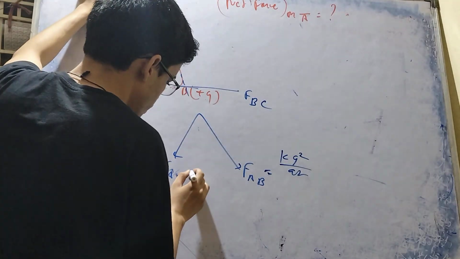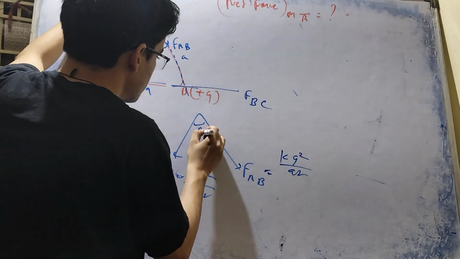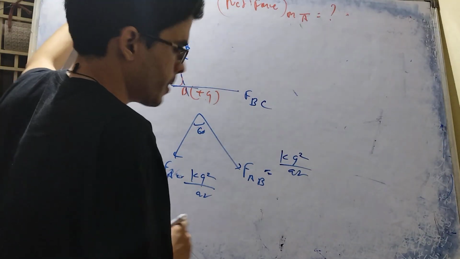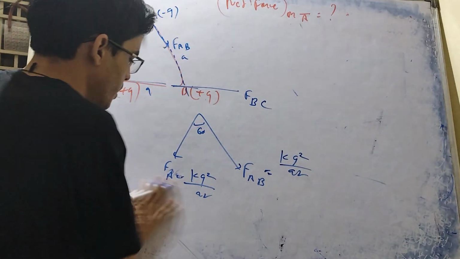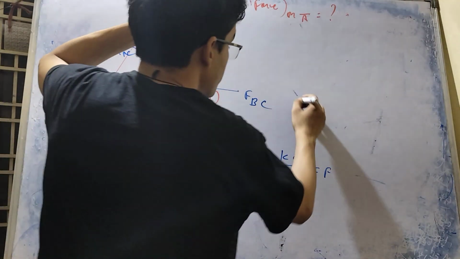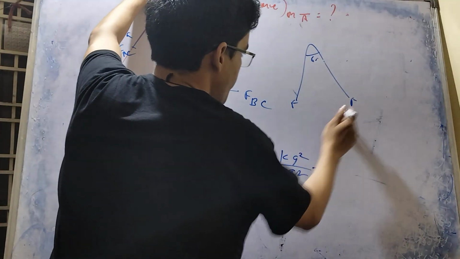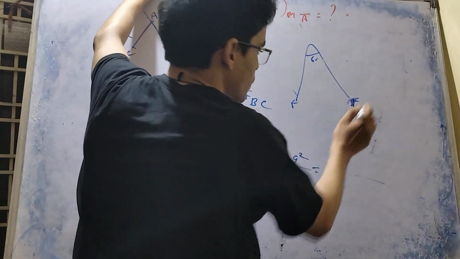So Q by, suppose A side length it has given A square. Here also Q by A square. Am I correct? What is this? 60 degree. Am I correct? 60 degree. Very good. So let us assume this is F. This is also F. Now simple question. Suppose this angle is 60 degree. This F. This is F. So what is resultant? Now you can solve.